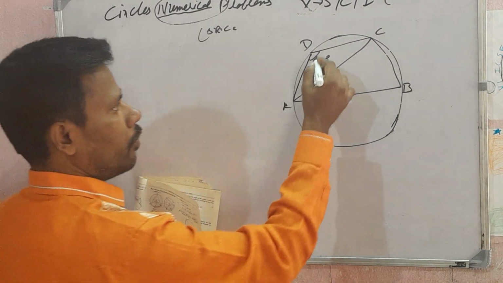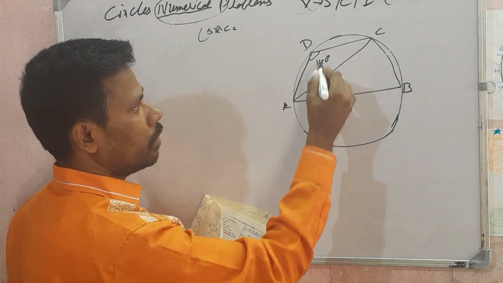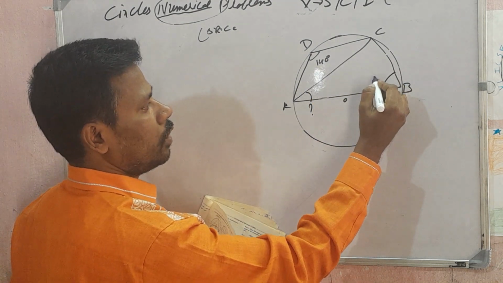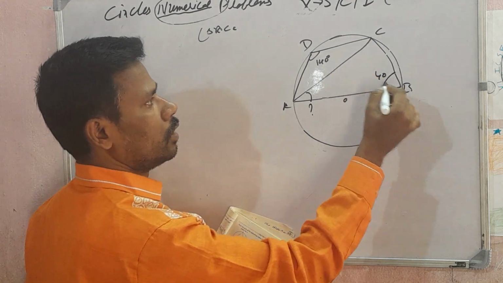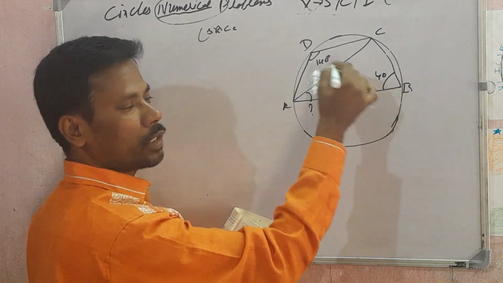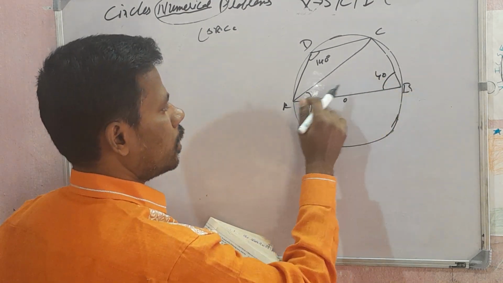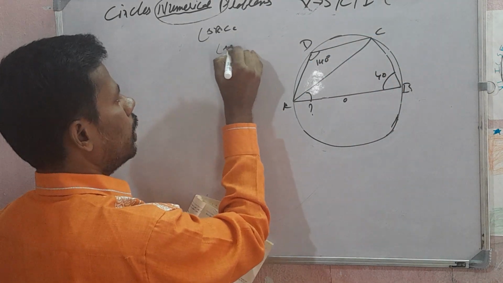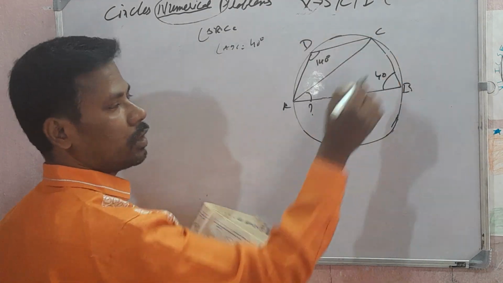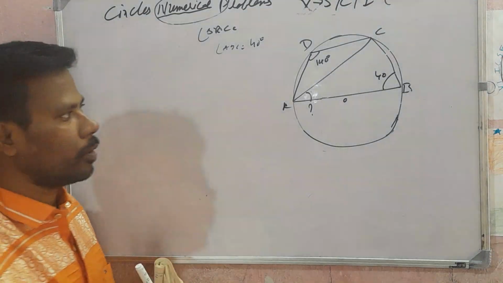So the sum of opposite angles of a cyclic quadrilateral is 180. If this is 140, what can you say about this one? 40. Why? Because opposite angles of a cyclic quadrilateral are supplementary. You write down that step. Angle ABC is equal to 40 degrees, since opposite angles of a cyclic quadrilateral are supplementary.